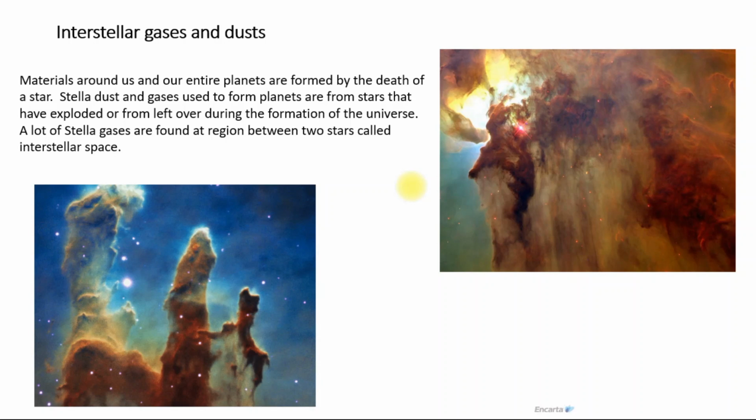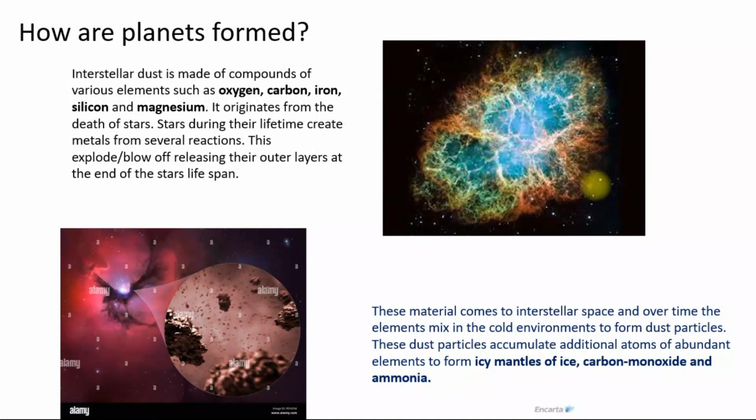Now, a lot of stellar gases are found at a region beyond two stars, which we call the interstellar space. So when you find stellar gases and dust between two stars, at the interstellar space, we call it the interstellar gases. There are a lot of stellar nurseries that exist at this region. These pictures here are pictures of some of the stellar gases that can be found beyond our solar system.